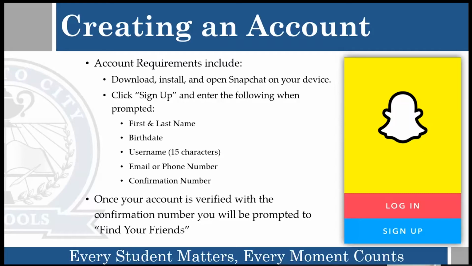Users will then be prompted to enter first and last name, your birth date. You'll be able to choose a username, given that it's not taken by someone else already, and then enter an email or phone number to associate that account with. After all of that has been entered, a confirmation number will be either emailed or sent by text message to the user. This number will need to be entered to finalize the creation of your account. After the account has been verified with that confirmation number, users will be prompted to find their friends by allowing the application access to your phone's saved contacts.